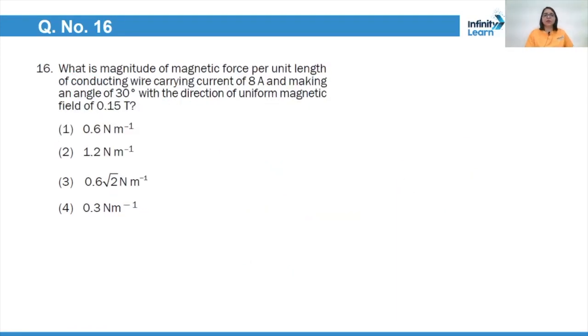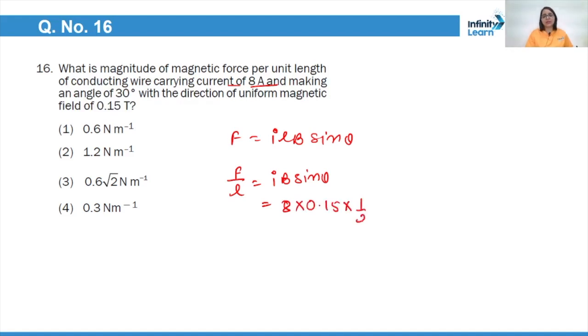Question number 16. What is the magnitude of magnetic force per unit length of a conducting wire carrying current of 8 ampere and making an angle of 30 degree with the direction of uniform magnetic field of 0.15 Tesla? So force is I L B sine theta. So over here, force per unit length will be I B sine theta. So it will be 8 into B, which is 0.15, into sine 30 degree, which is 1 by 2. So correct answer will be 0.6 Newton per meter, which is option 1.